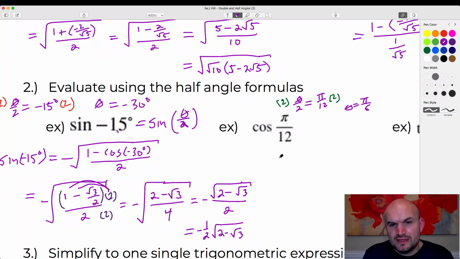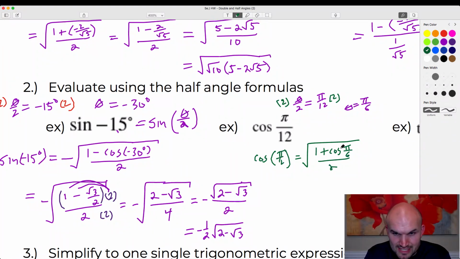And then this one is 1 plus cosine. So let's go ahead and write that in there. Let's use a different color because this is kind of getting a little cramped. So let's use green. So I can say the cosine of pi over 12 is equal to the positive square root of 1 plus cosine of pi over 6 divided by 2.